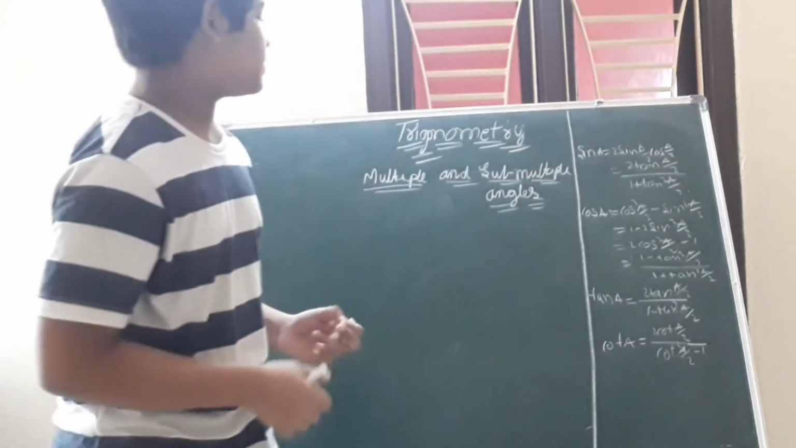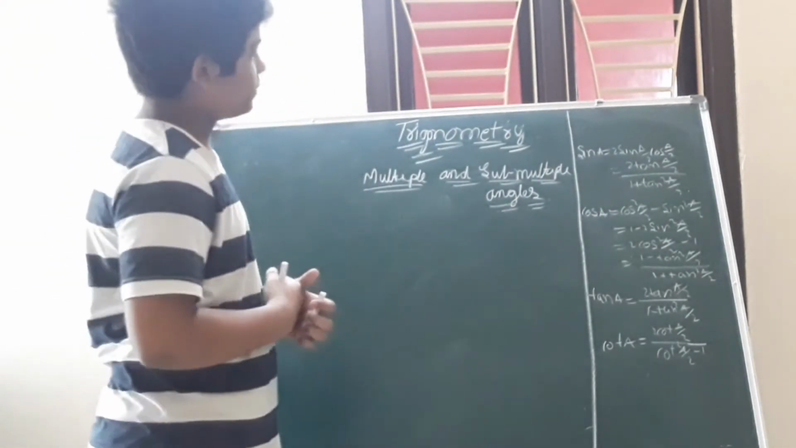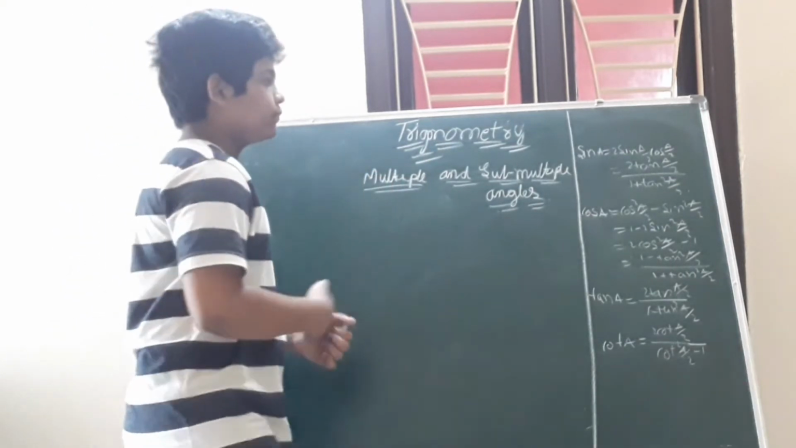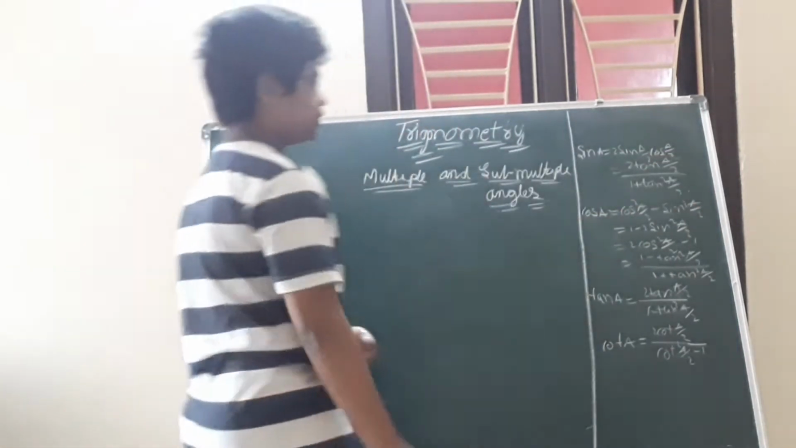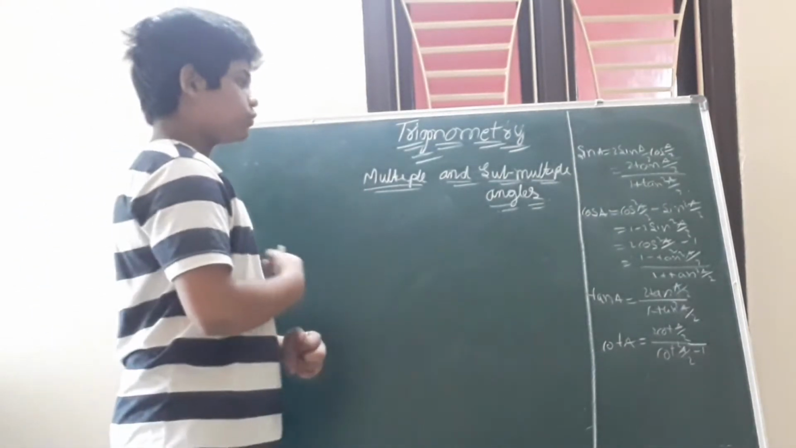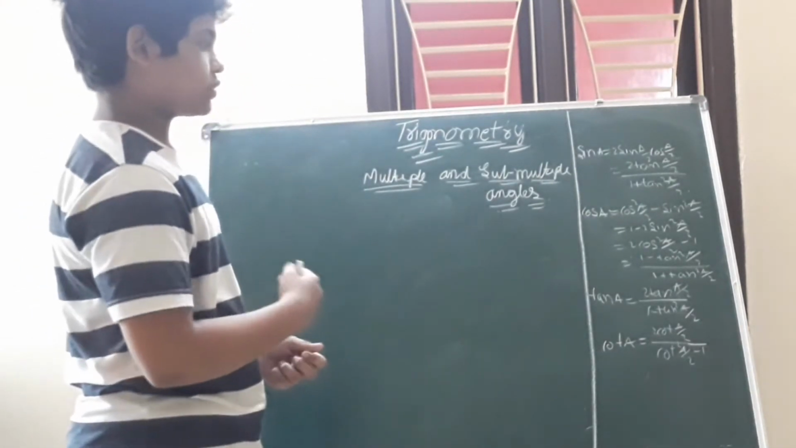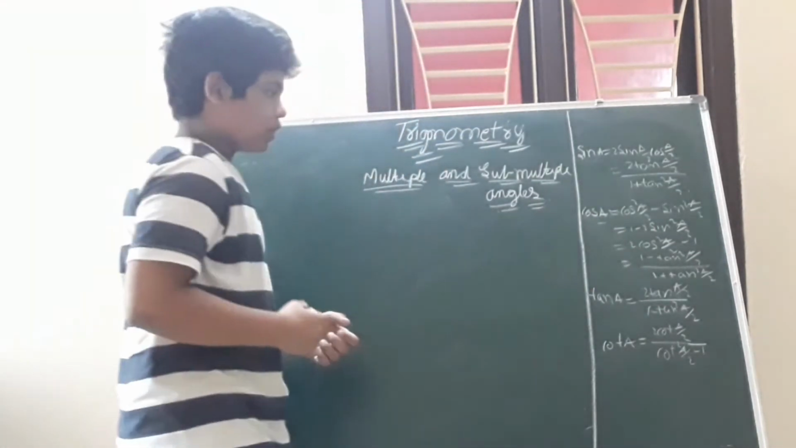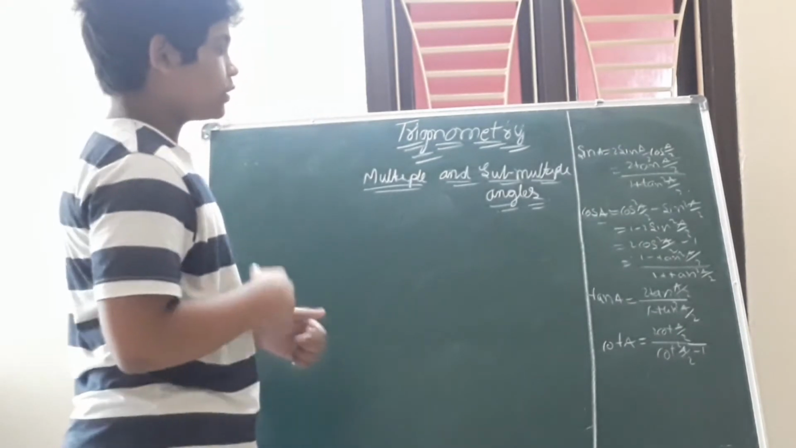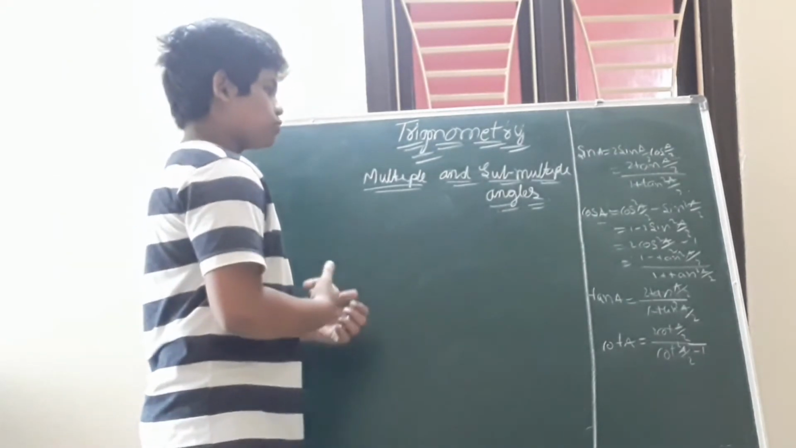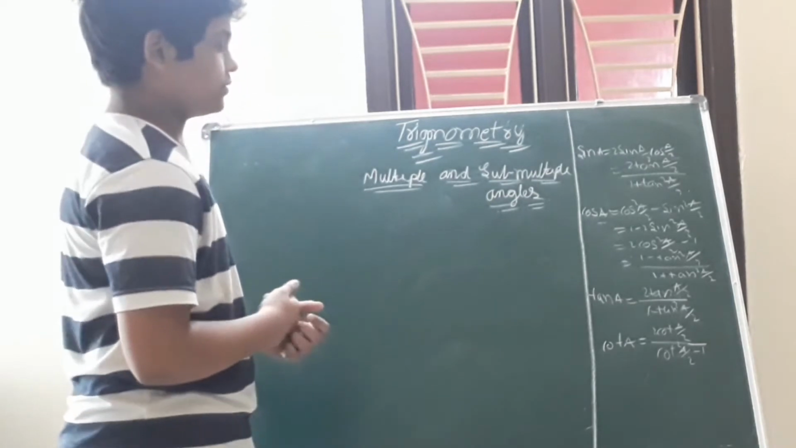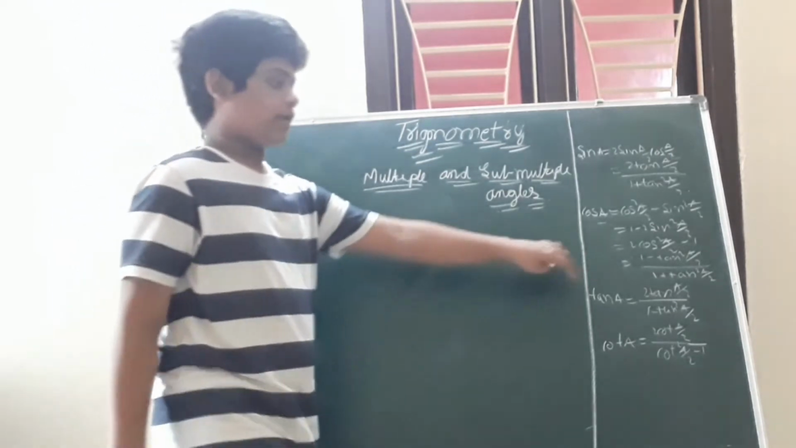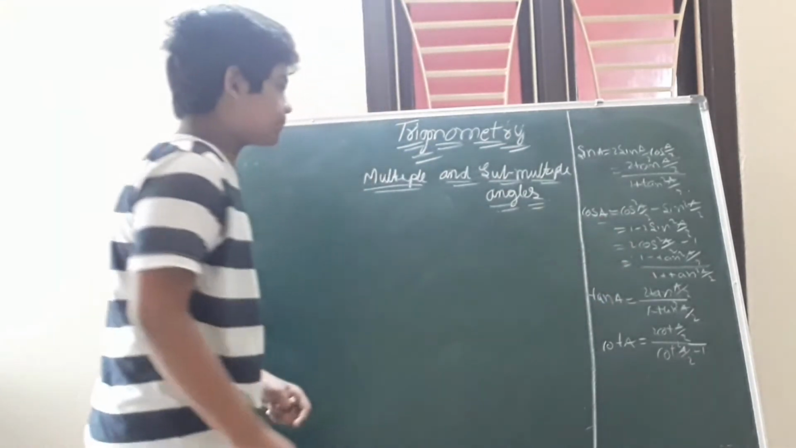And today let us discuss some formulas of the submultiple angles. The first one is sin A equals 2 sin A by 2 into cos of A by 2, which is also equals 2 tan A by 2 by 1 plus tan square A by 2. And the second one is cos A equals cos square A by 2 minus sin square A by 2, which is also equals 1 minus 2 sin square A by 2, which is also equals 2 cos square A by 2 minus 1, which is equals 1 minus tan square A by 2 by 1 plus tan square A by 2.